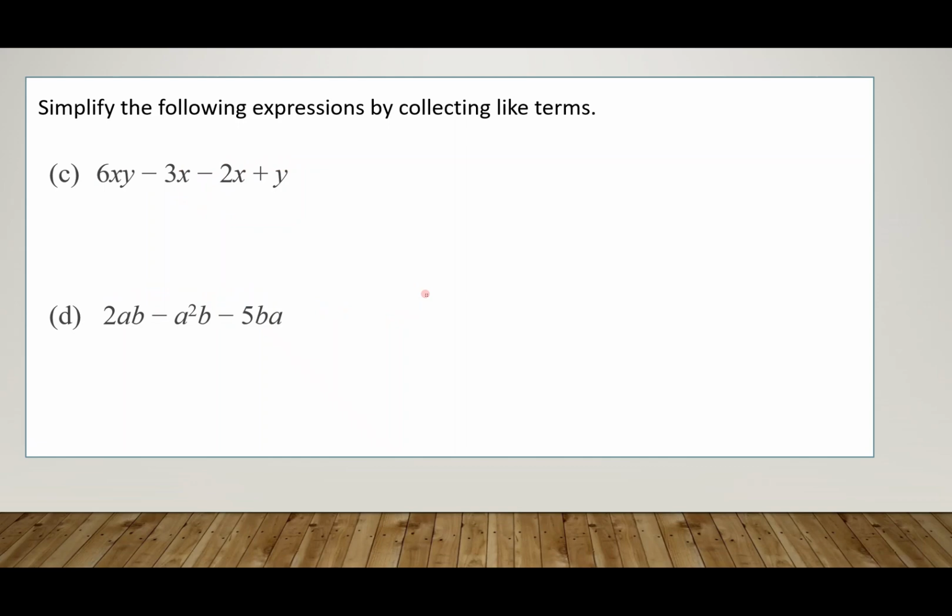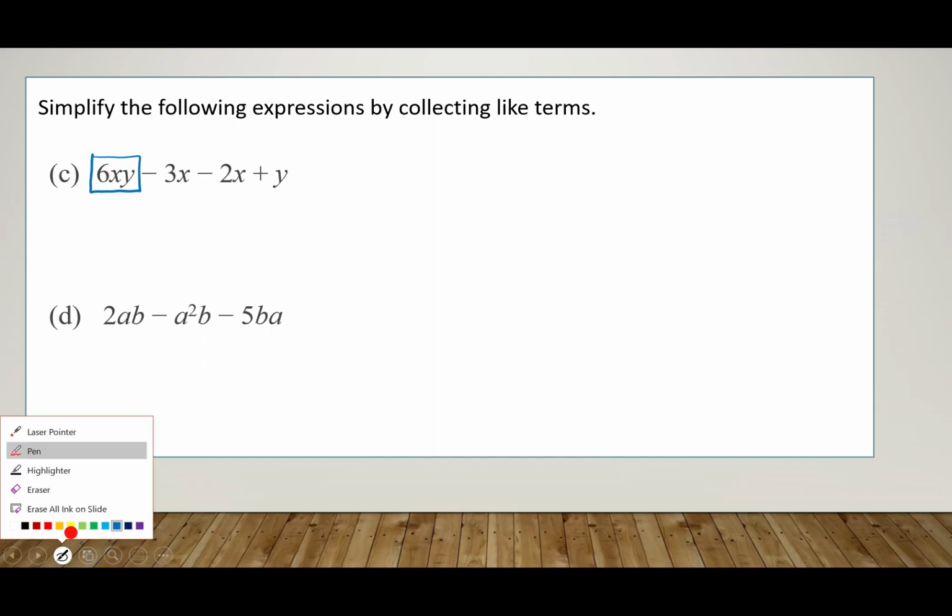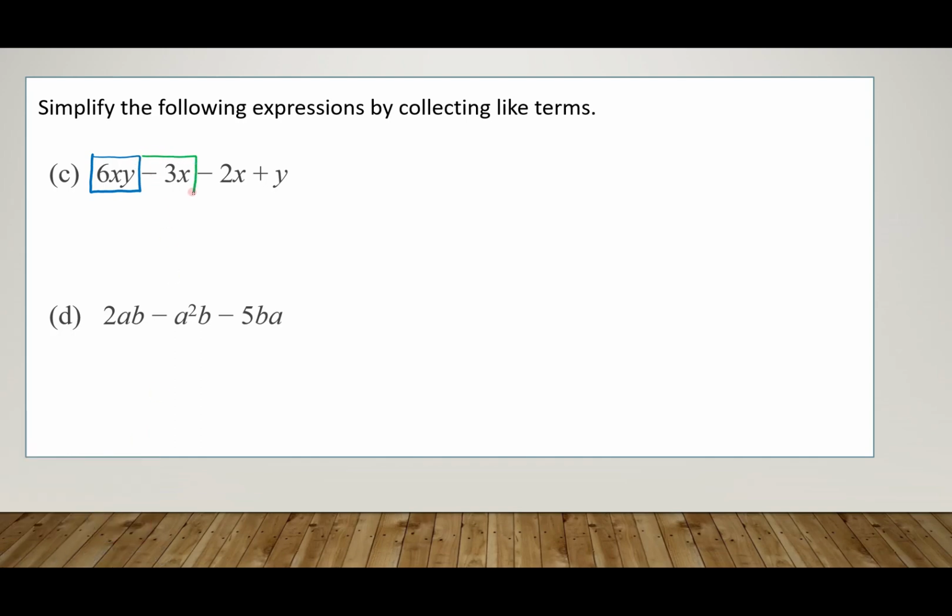Now in part C, once again, we've got two different types of variables. We've got an x and a y. And you might think to yourself, well, hang on, what about that xy? Now, the xy is actually a completely different type of variable. It's a different term. So I'm going to circle that one separately because it is not the same as, for example, my x term. So even though it's got an x in, it's not the same because it's got the y as well.